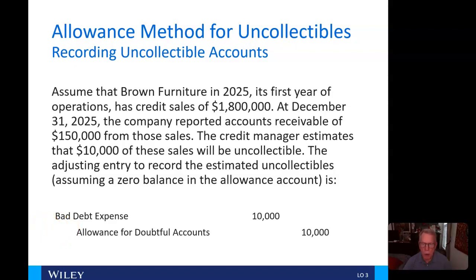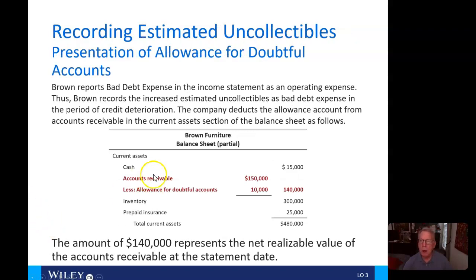You will note that we haven't had any real bad debts expense at this point in time. This is an estimate, okay? So now, Brown reports bad debt expense, just like I just said. Here's the contra asset account, 10,000, and how it's reported on the balance sheet. The 140,000 is going to represent the net realizable value of those accounts receivable at the statement date.